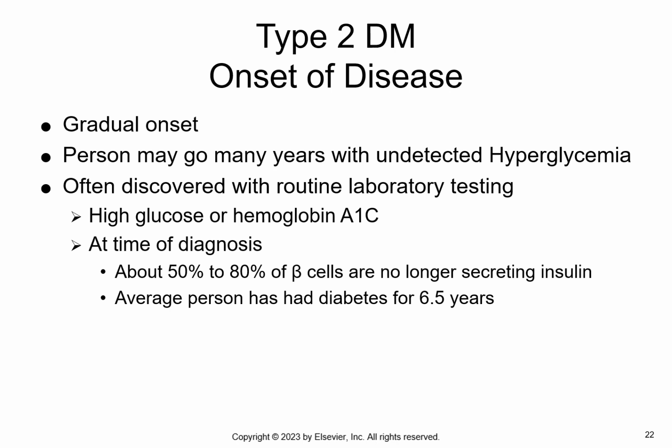glycosylated hemoglobin A1C levels. The signs and symptoms of hyperglycemia develop when 50 to 80% of the beta cells are no longer secreting insulin. At the time of diagnosis, the average person has had diabetes type 2 for 6.5 years.